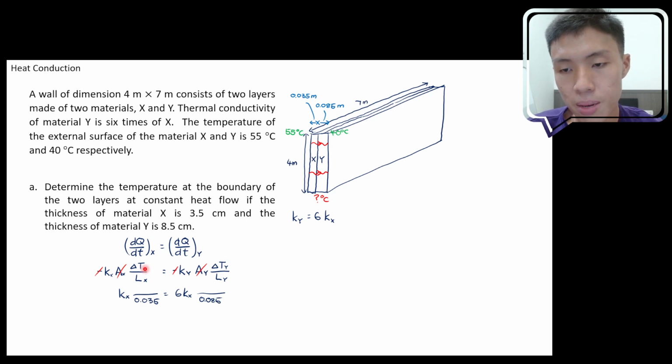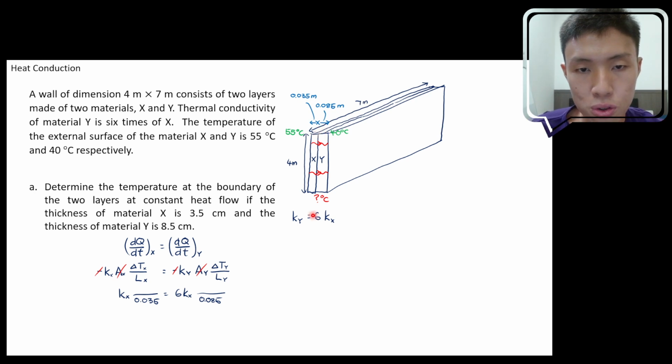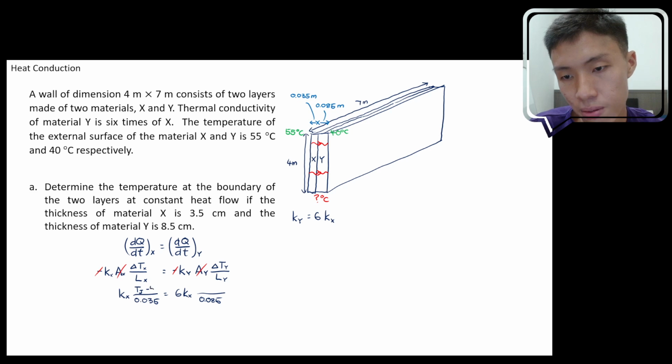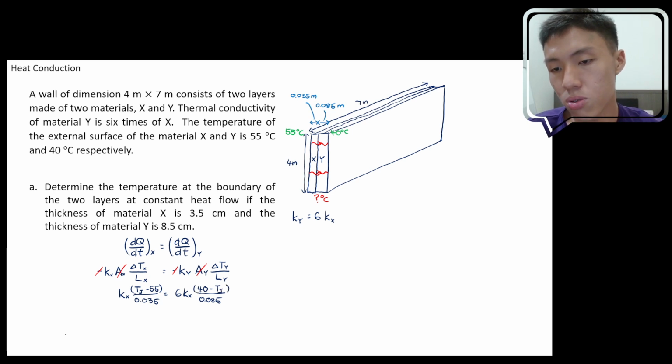Now the difference in temperature for X: always take the right minus the left. We don't know the temperature at the boundary over here, so let's just set it as temperature of joint minus 55. So this is what happened on the material X. For material Y, the right end is 40, the left end is the temperature of the joint. So it's 40 minus the temperature of the joint. Okay, so this is your substitution done.